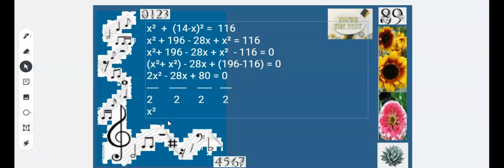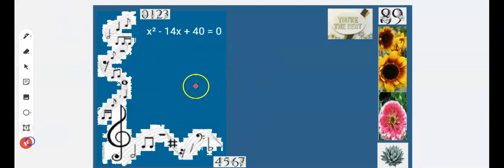Next, negative 28 divided by 2, yes, negative 14. Negative 14 times x is negative 14x. Then, positive 80 divided by 2 is positive 40. Copy the equals sign, and 0 divided by 2 is 0. So please do this in your seats and raise your tickets once done.